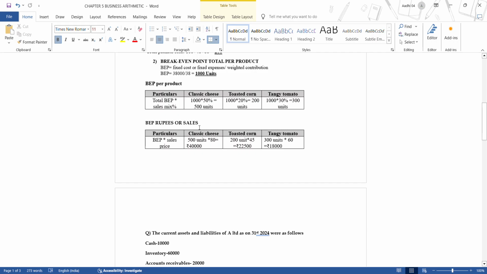Sales means how much unit they have sold and what is the cost of that particular product for selling 500 rupees. So what is the cost of selling 500 units? So we have to find that. All you have to do is break even point.